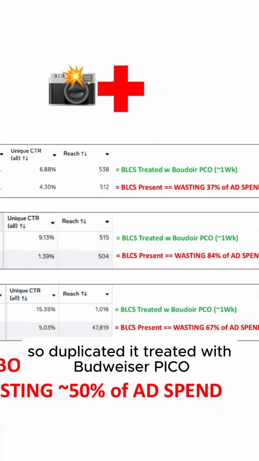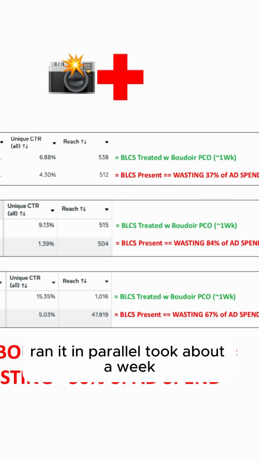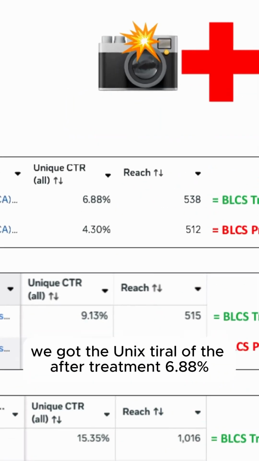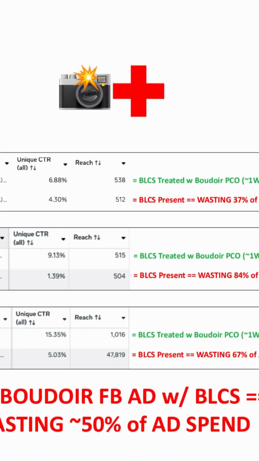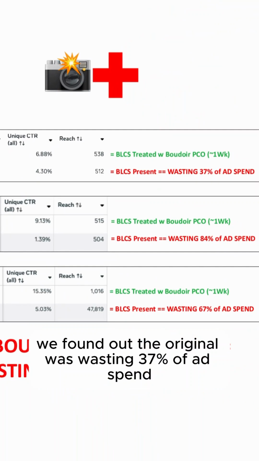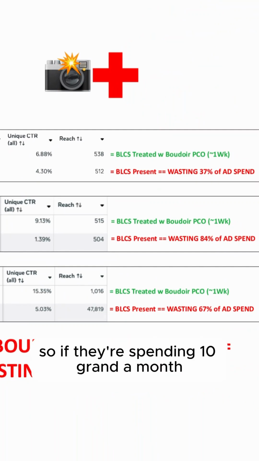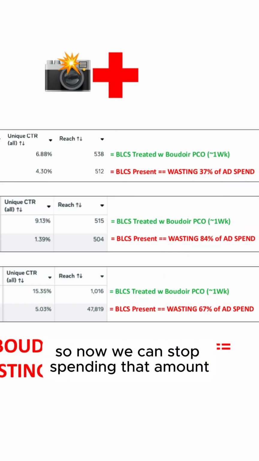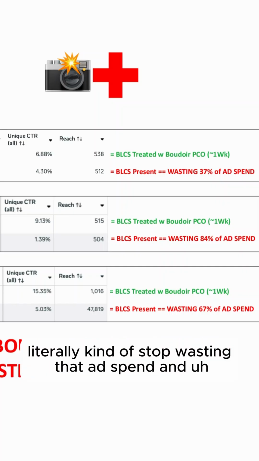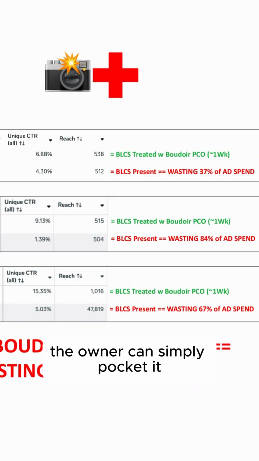So duplicated it, treated with Boudoir Pico, ran it in parallel, took about a week. We got the unique CTR of the after treatment, 6.88%. So we found that the original was wasting 37% of ad spend. So if they're spending 10 grand a month, 3,700 bucks a month of that was being wasted. So now we can stop spending that amount, literally kind of stop wasting that ad spend. And the owner can simply pocket it.